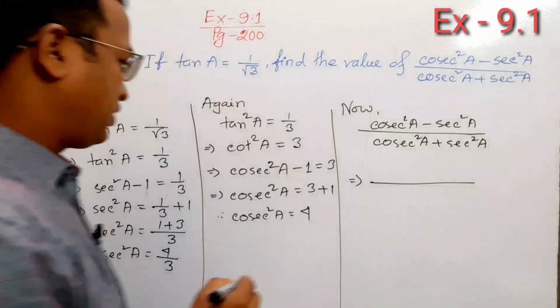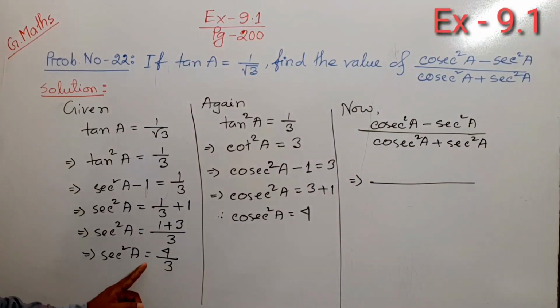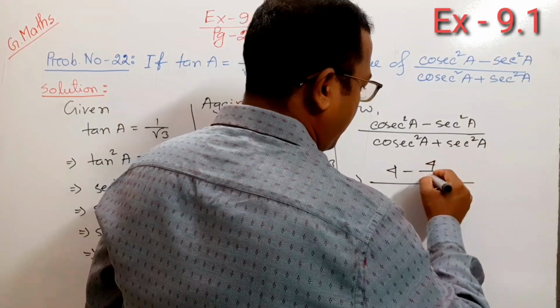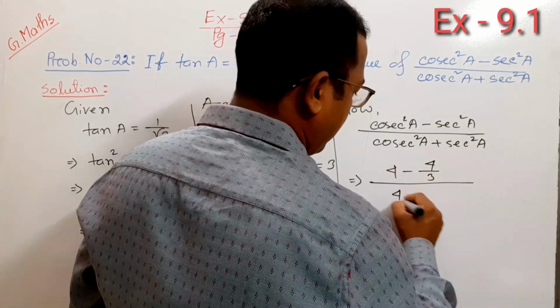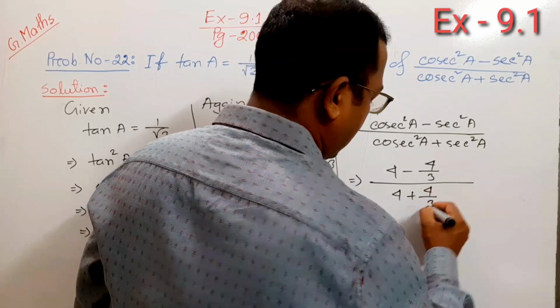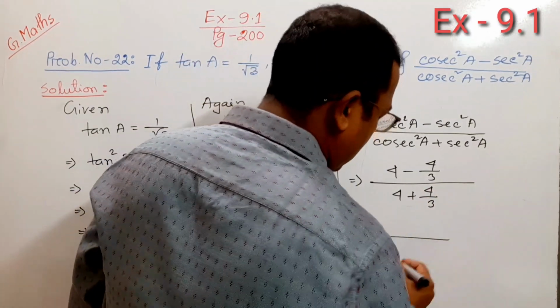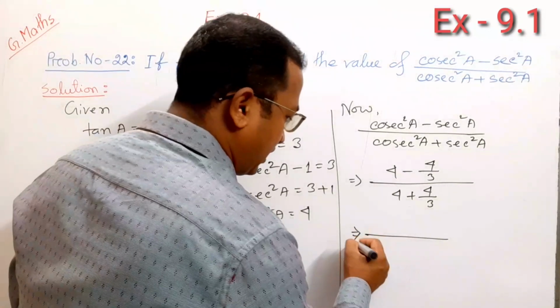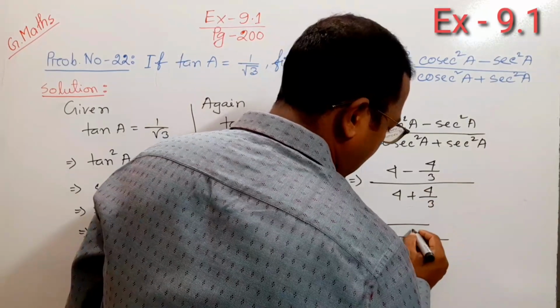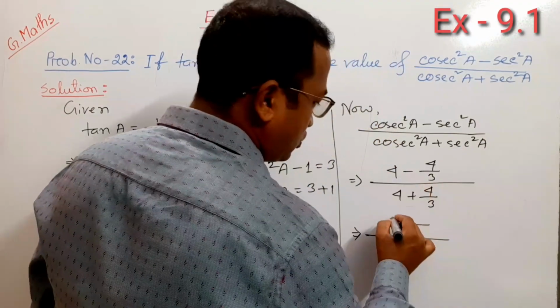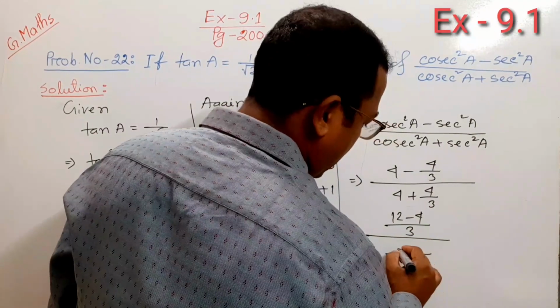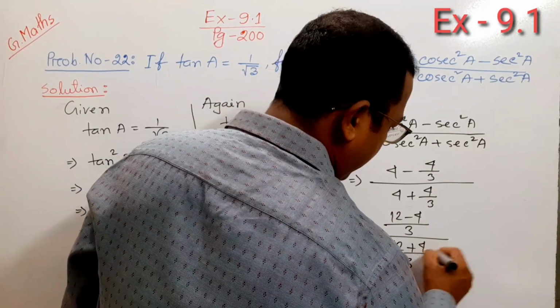Cosec square A is 4, sec square A is 4 by 3. So 4 minus 4 by 3 in the numerator, and 4 plus 4 by 3 in the denominator. Now both the numerator and the denominator have separate addition and subtraction, so we will do them separately. It will be LCM 3: 3 4s are 12 minus 4. Here also LCM 3: 3 4s are 12 plus 4.